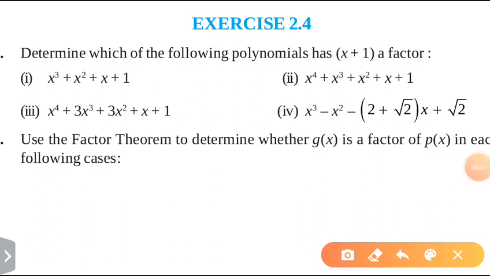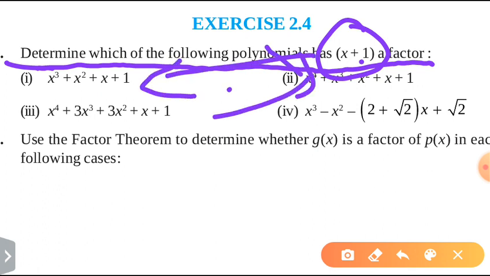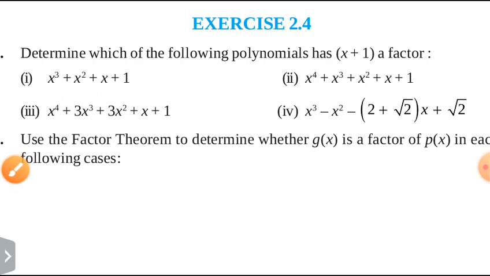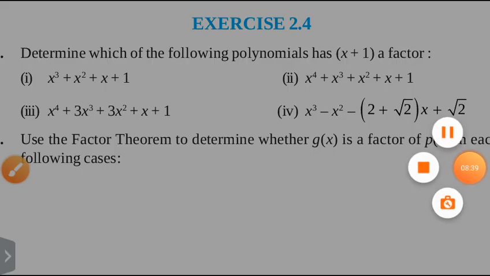Now move to the next exercise. As we have done in the exercise 2.3, similarly in this question also, you can see that we have to determine which of the following polynomials has this as a factor. If this is the factor of all these polynomials, then the remainder must be 0 when we divide these polynomials by x plus 1. So again we will use the same remainder theorem or the factor theorem also, and I will explain later. See the x plus 1. So for that what you will do? Okay, I have solved it for you. Now see how we will solve it.